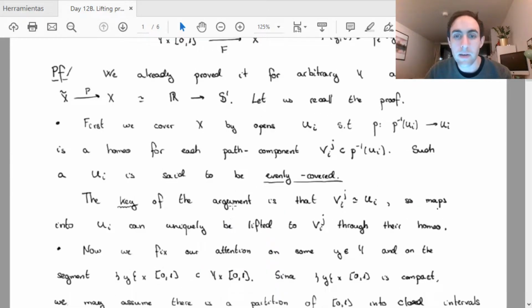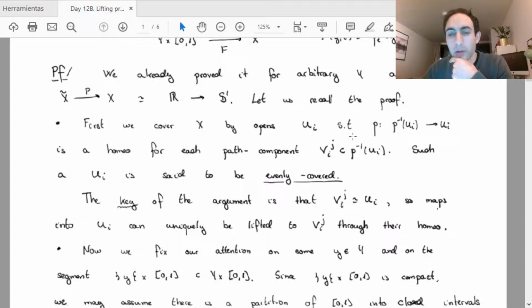Let me explain this in a bit more detail. So here we have X, and we find some covering by opens that I call U_i. Note that I'm not requiring anything about the covering. I allow to have maybe infinitely many of these opens. This is not important.